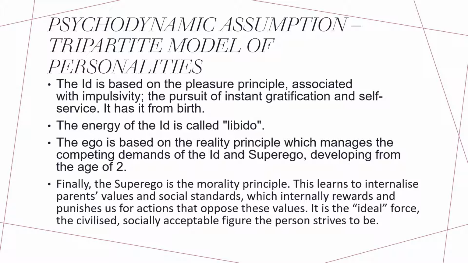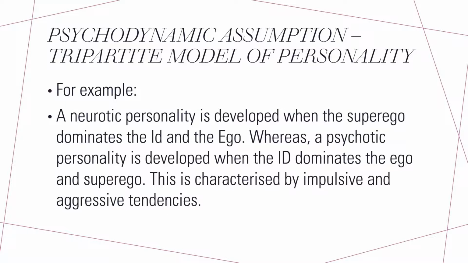Finally, the superego is the morality principle. This learns to internalize parents' values and social standards, which internally rewards and punishes us for actions that oppose these values. It is the ideal force, the civilized, socially acceptable figure that the person strives to be. For example, a neurotic personality is developed when the superego dominates the id and the ego, whereas a psychotic personality is developed when the id dominates the ego and superego. This is characterized by impulsive and aggressive tendencies.